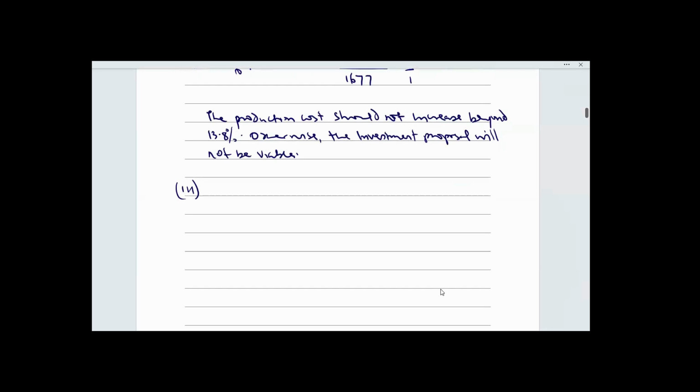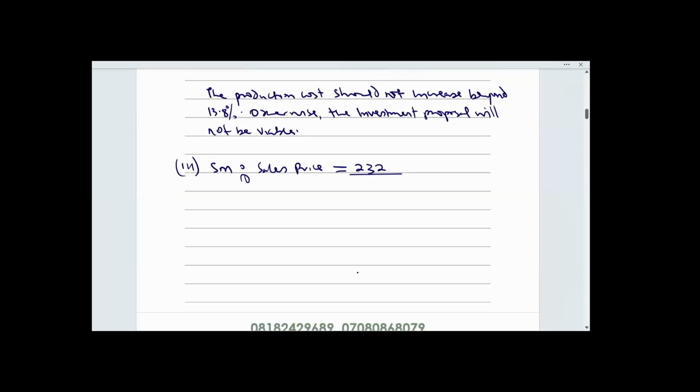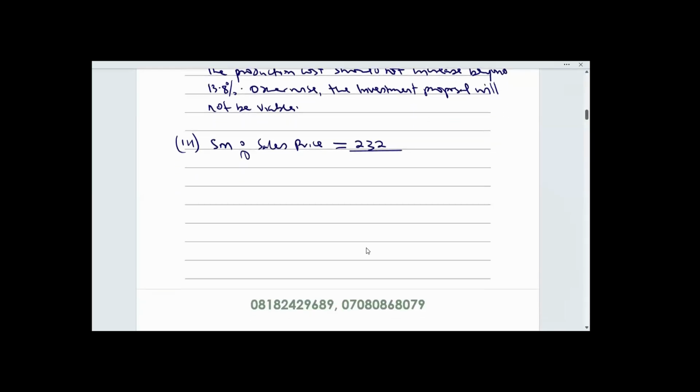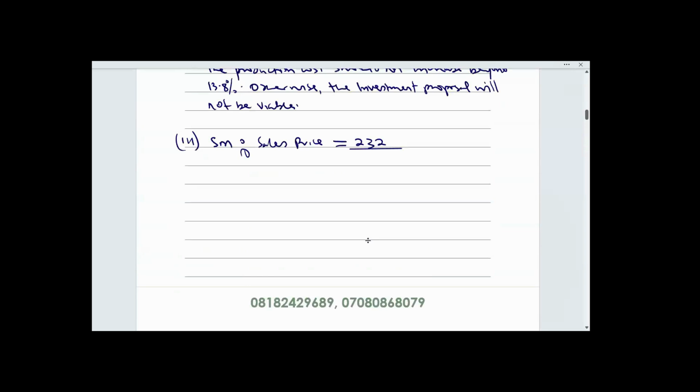The next variable is sales price. It's still the same formula. Sensitivity margin of sales price is equal to NPV of 232 divided by the present value of sales price. I don't know the present value of sales price, so I need to go and do working for that. All right, let's push our workings. This will be for number 3, number 4, number 5.